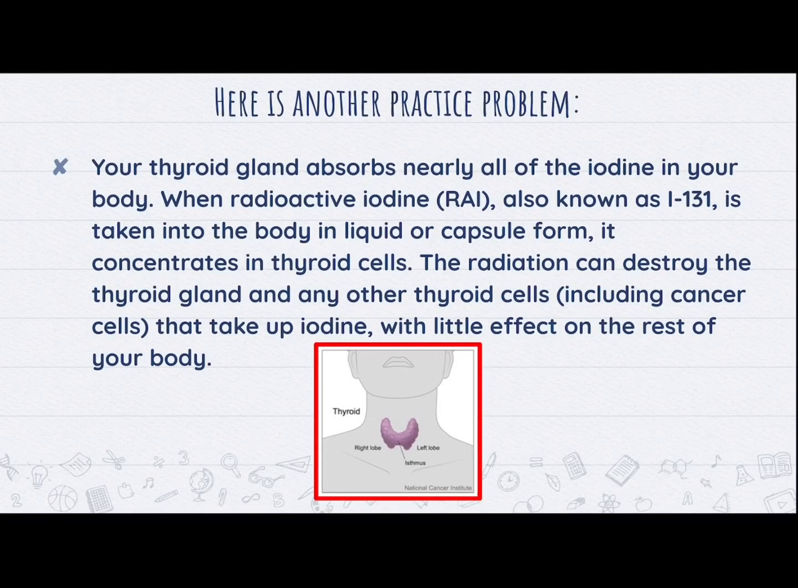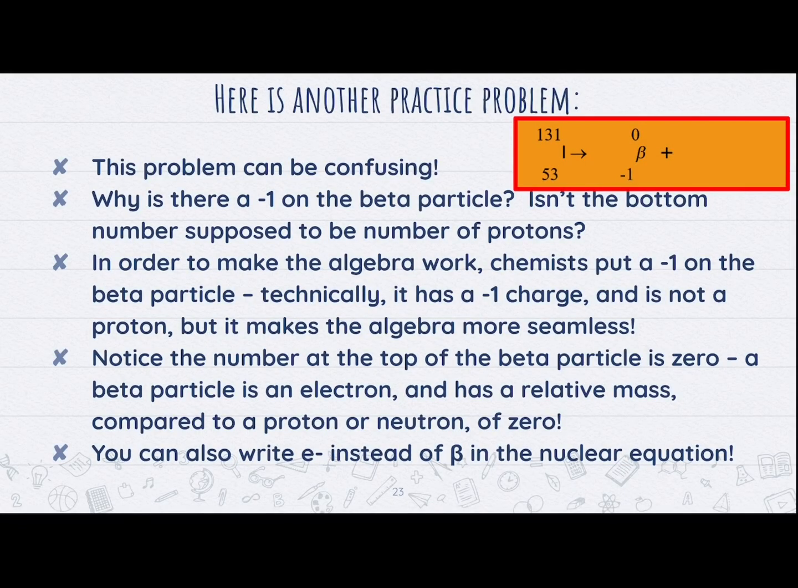Here's another practice problem that you'll need to write down. Your thyroid glands absorb nearly all the iodine in your body. When radioactive iodine, also known as I-131, is taken into the body in liquid or capsule form, it concentrates in thyroid cells. The radiation can destroy the thyroid gland and any other thyroid cells, including cancer cells, that take up iodine, with little effect on the rest of your body.